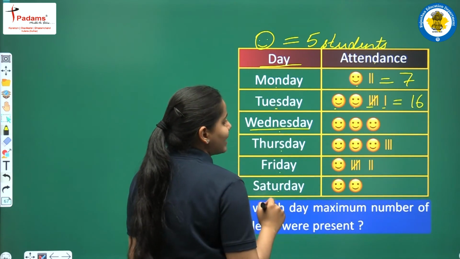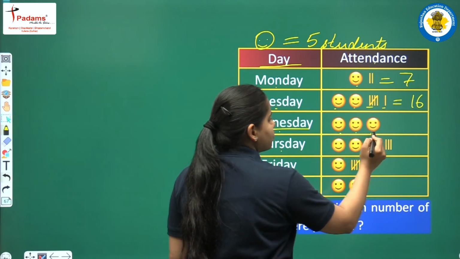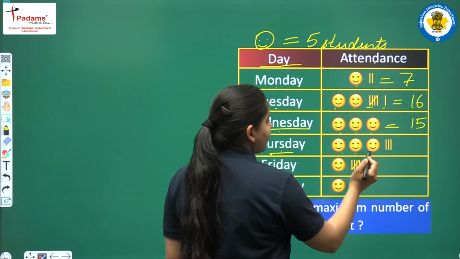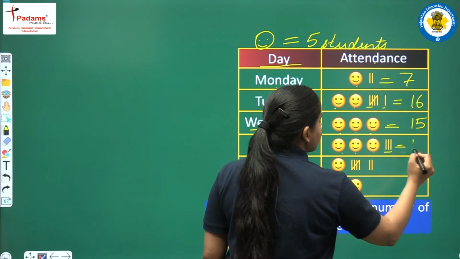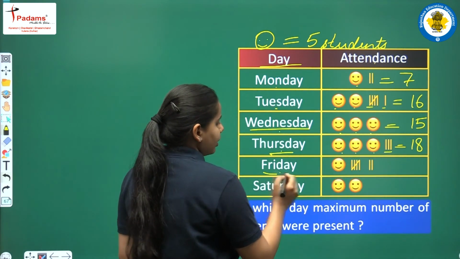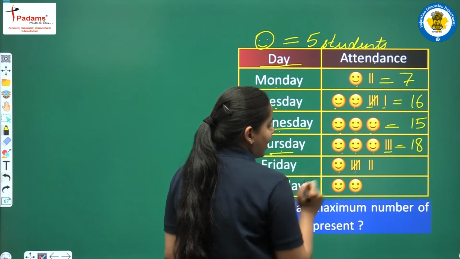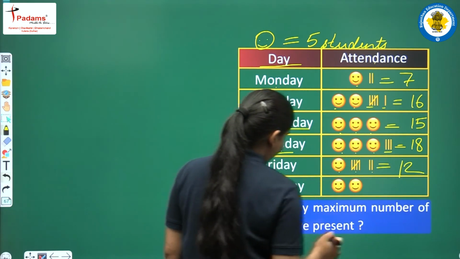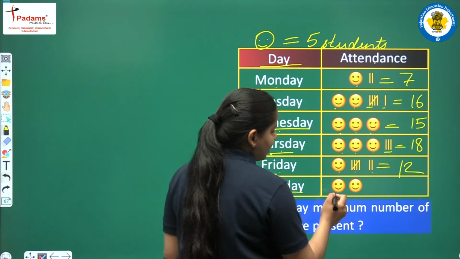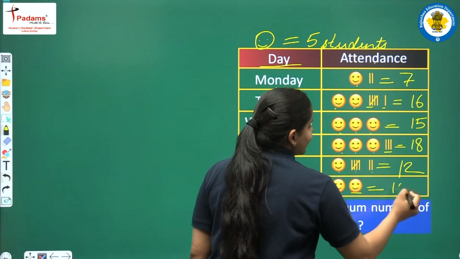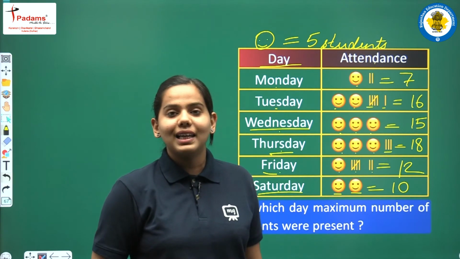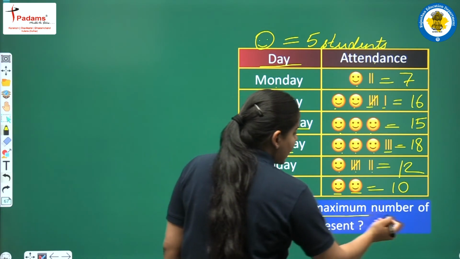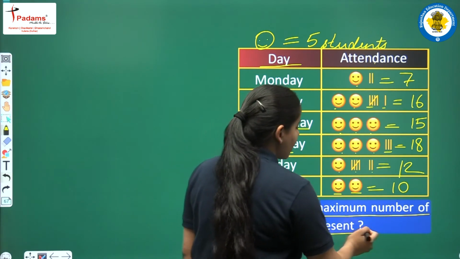Same way count for Wednesday also, 5 plus 5 plus 5 is 15. Thursday 5 plus 5 plus 5 is 15, 15 plus 3 is equals to 18. Then Friday 5 plus 5 is 10, then we have 2. Then here we will get 12. Next we have Saturday, we have 2 smileys here, that is equals to 10 because 1 smiley is equals to 5. So children, the first question is, on which day maximum number of students were present?